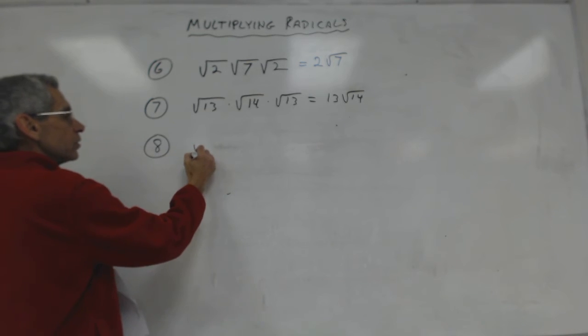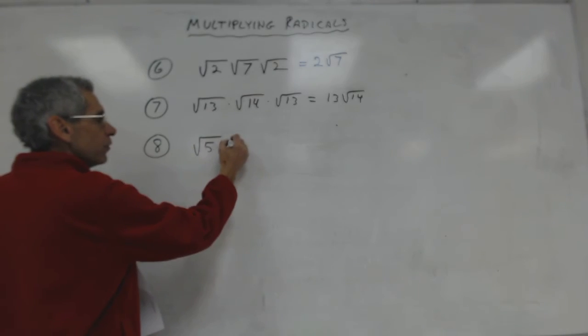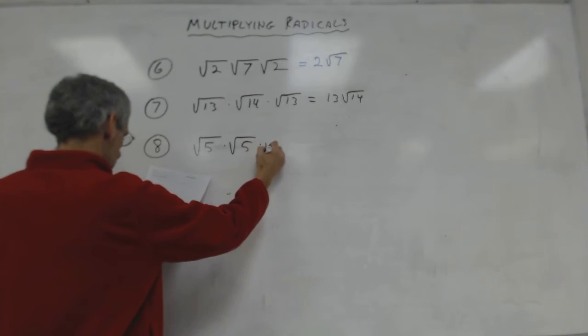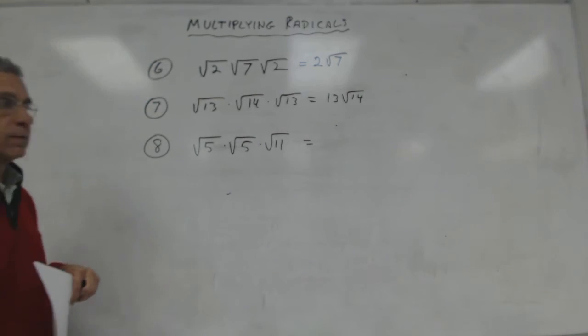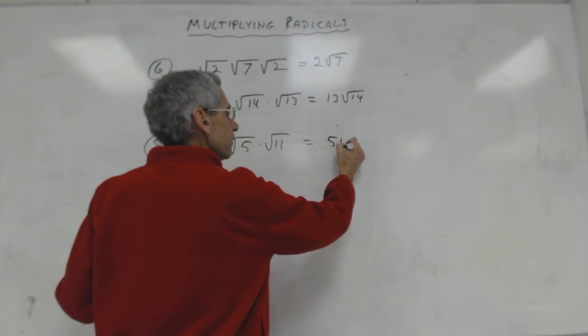What if I gave you this? The square root of 5 times the square root of 5 times the square root of 11. What would it be? 5 square root of 11. Right? 5 square root of 11.